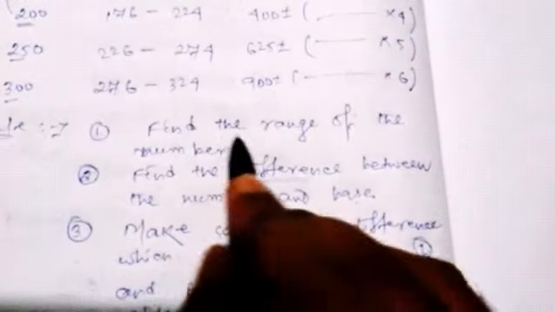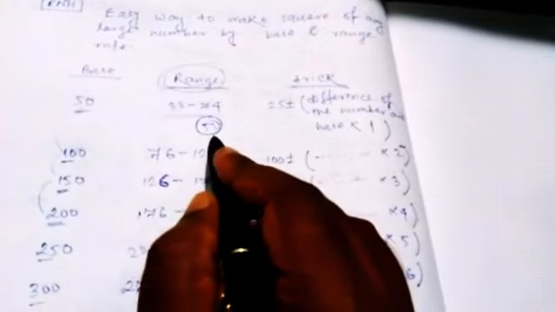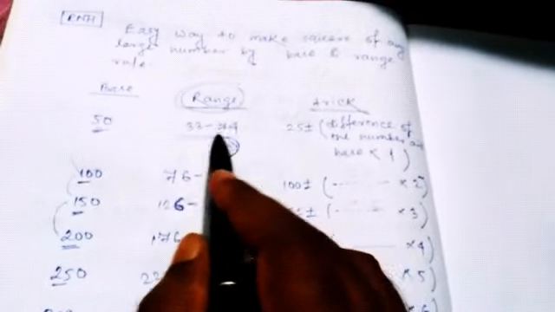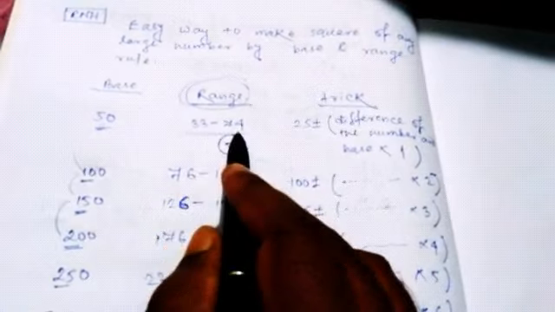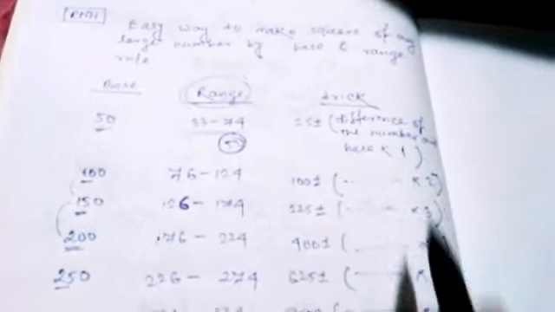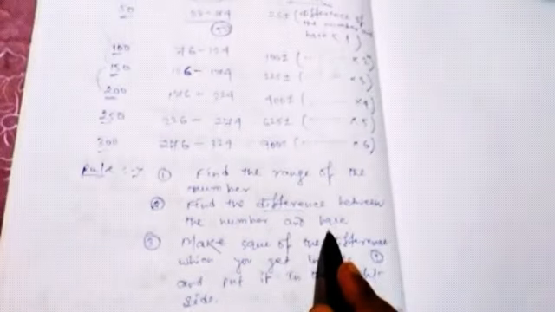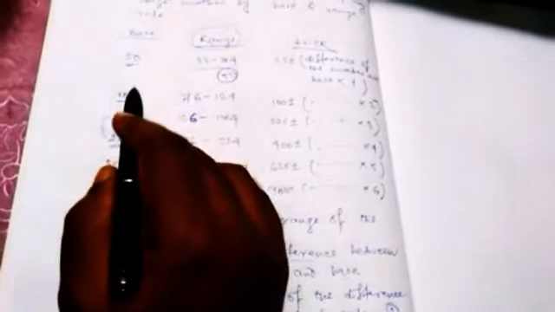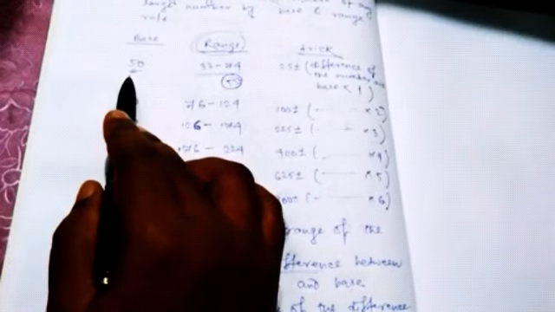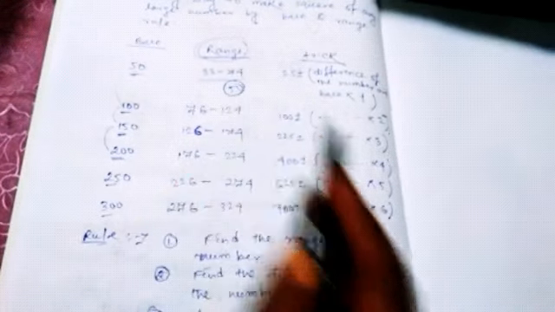The first rule is find the range of the number. I have found that the number 52 is in between the range 33 to 74. Then rule number 2, find the difference between the number and the base. So the base was 50 and the number is 52, so the difference is 2.